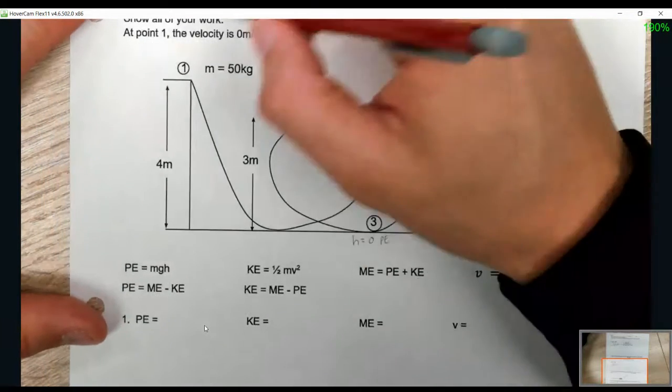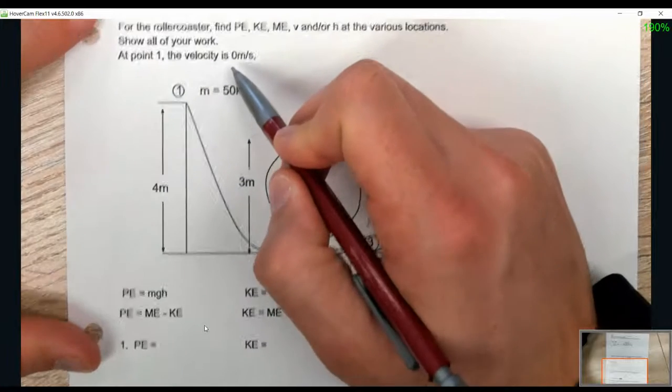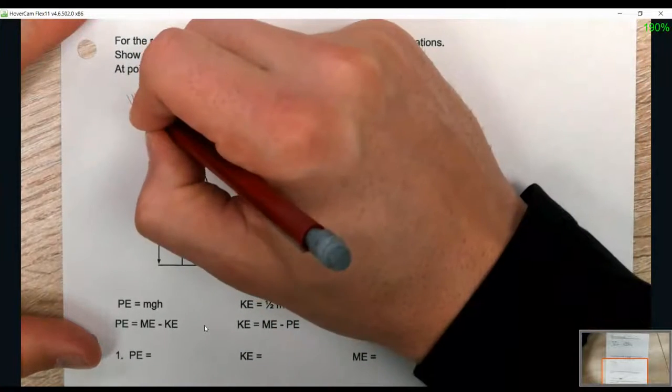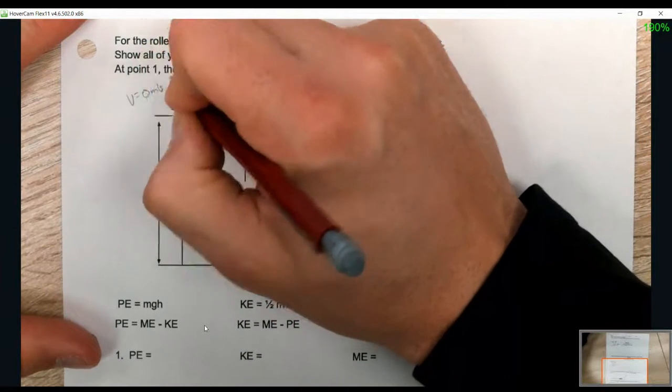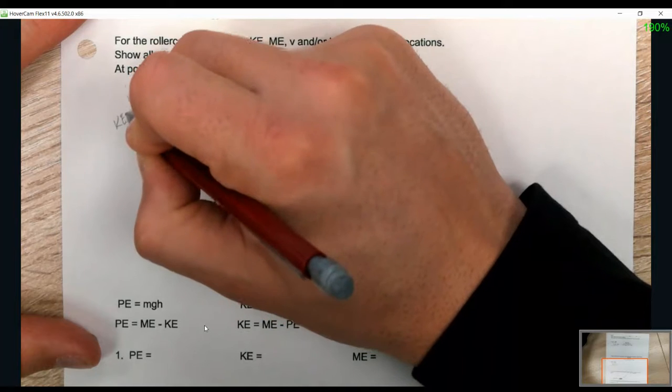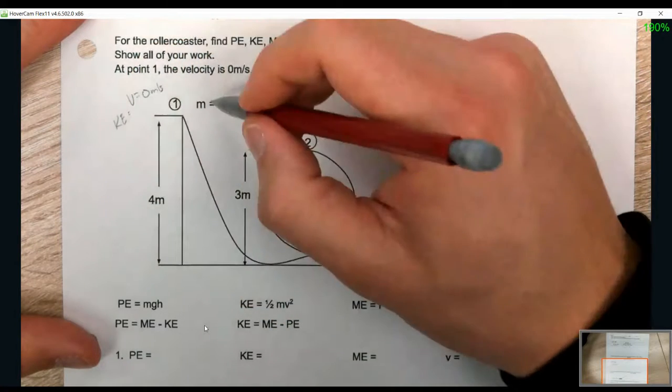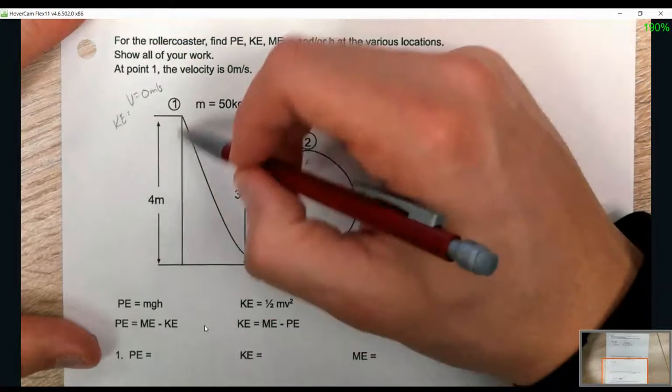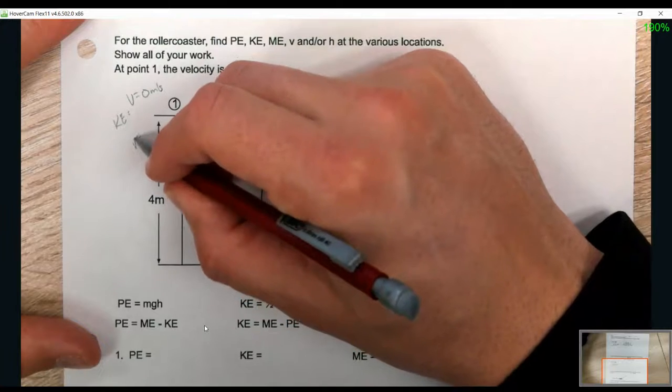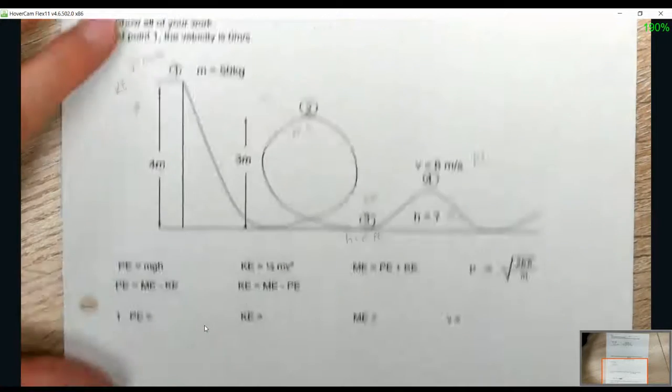At the start of a roller coaster, at point 1, they tell us the velocity is 0. So with that, I definitely can figure out the kinetic energy. It would have to be 0. And I have the mass and the height here, so I can also find potential energy. So you need to start at point 1.